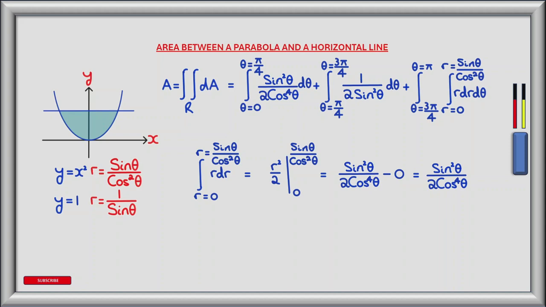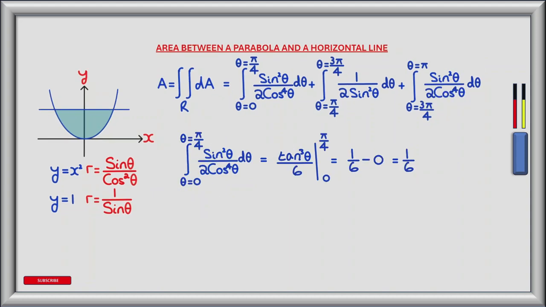And for the third of the inner integrals, we need to integrate between r equals 0 and r equals sine theta divided by cos squared theta, r dr. The antiderivative of this is r squared divided by 2, and plugging in the limits of integration, we have sine squared theta divided by 2 cos to the power of 4 theta minus 0, and this equals sine squared theta divided by 2 cos to the power of 4 theta. That completes the evaluation of all the inner integrals.